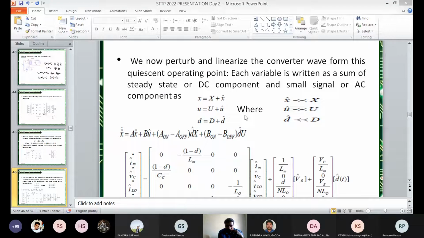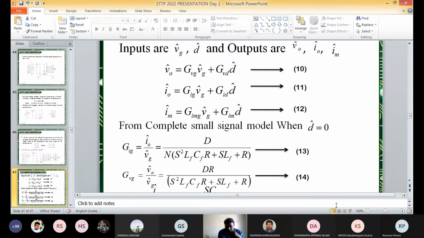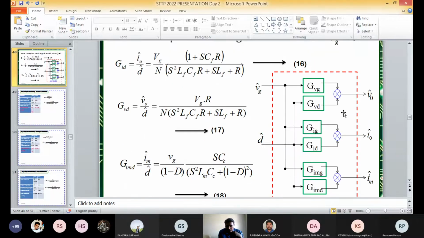So with the help of this, just by using the transfer function relation, transfer function equals C times (sI minus A) inverse times B plus D, from that relation we can derive the transfer functions from one input to another. So here these are GVG, GIG, GMG. These are the other transfer functions. In total there are 6 transfer functions between the two inputs.